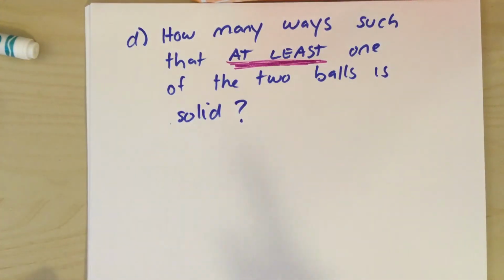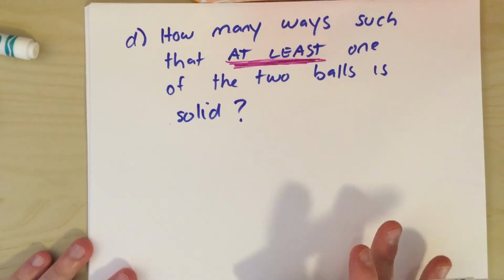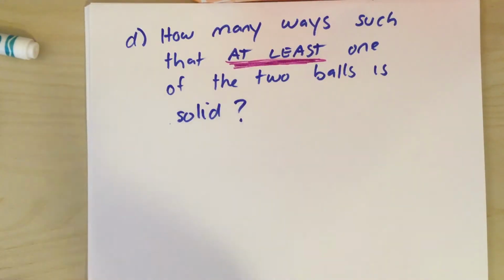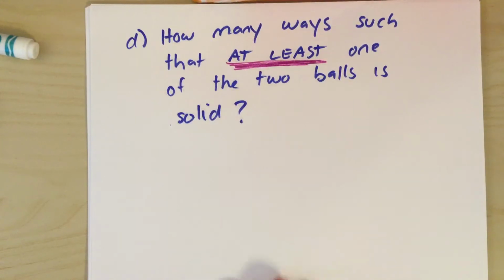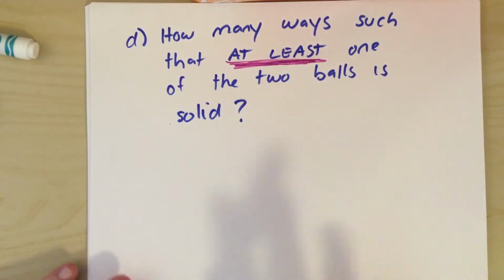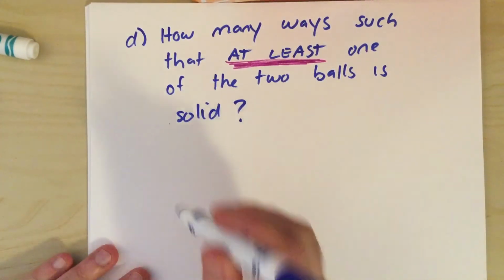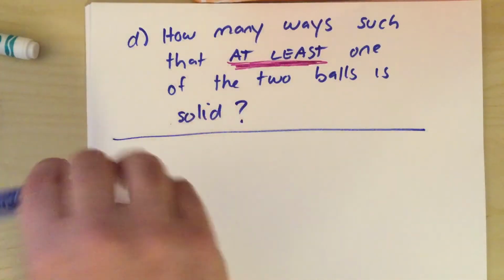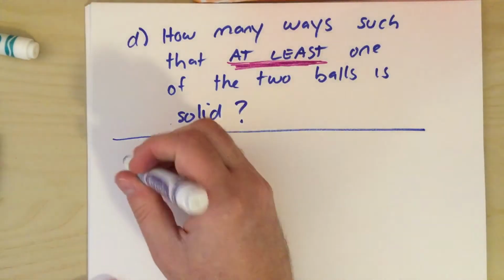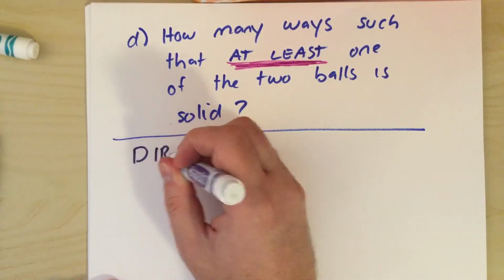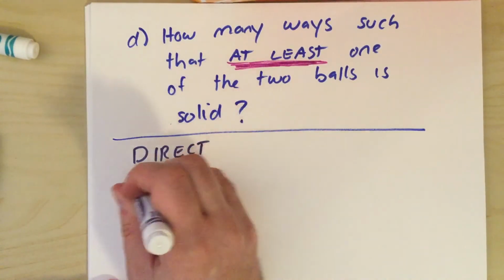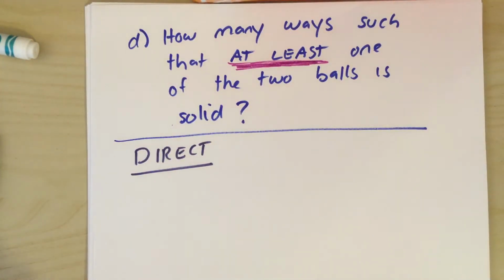So there's a couple ways of doing this. I'm going to show you how to do this in 2 different ways. So pause the video, try and do it yourself. And now, assuming you've tried it, the first thing we're going to do is something that I'm going to call direct. So direct is going to be, we're just going to count it.